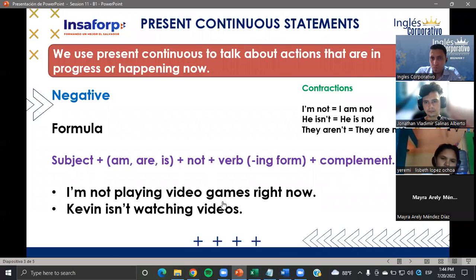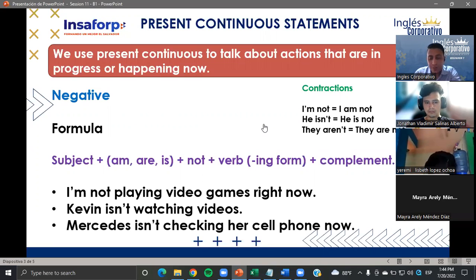Ok, entiendo. Yeah, you're welcome. Here we have the contractions, right? I'm not. I am not. He isn't. He is not. They aren't. They are not. Right? Mercedes isn't shaking her cell phone right now. I can say, for example, Luisa isn't shaking her cell phone now, right? Because she is in class. Luisa is in class, right? She isn't shaking her cell phone now.